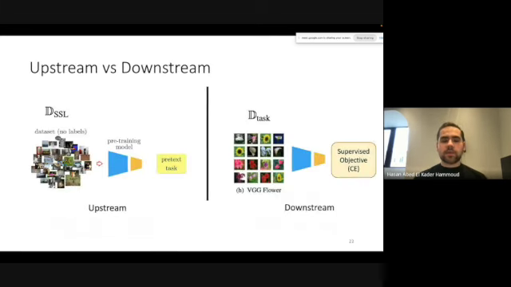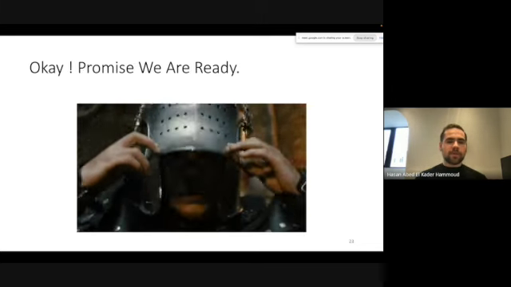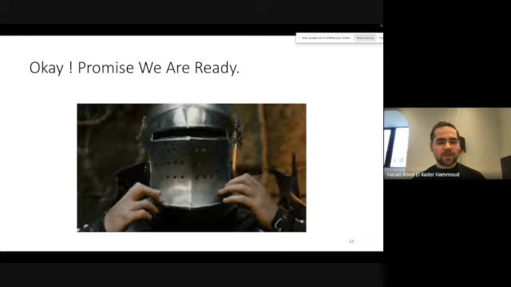Okay, and one last thing to define is what's upstream and what's downstream. So an upstream is simply your dataset where you don't have any labels, you're doing your self-supervised training on. Whereas in your downstream, now you have a task of interest. You have this model that you trained on a billion images without labels, but you want to tweak it to your task. So my task of interest is classifying flowers or ImageNet classification, and I have a supervised objective. So those images have labels, and now I can actually train with labels. All right, I promise we are ready to dive into the paper.